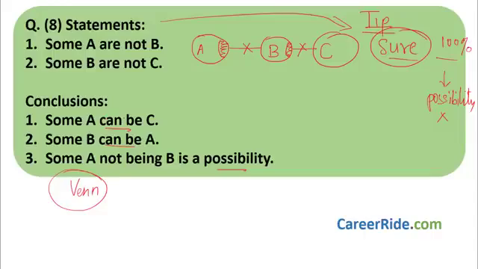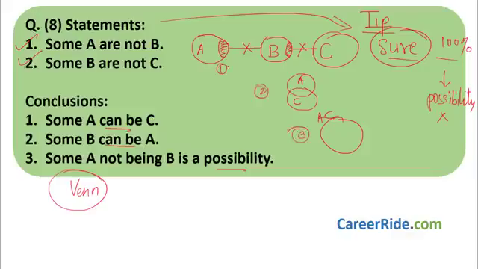Conclusion: some A can be C. Relation between A and C, do we know? Absolutely not. Over here the A and C relation is not given in these two statements. So in this diagram, C can be away from A, just like in the last sum, or A and C can be partly connected, or A and C can be fully connected. So this is the first possible diagram, this is the second, this is the third, right?